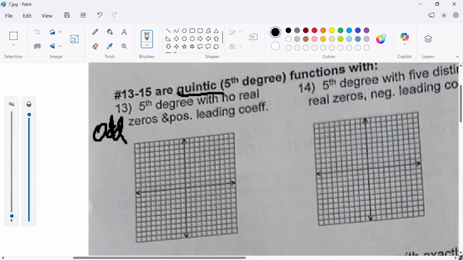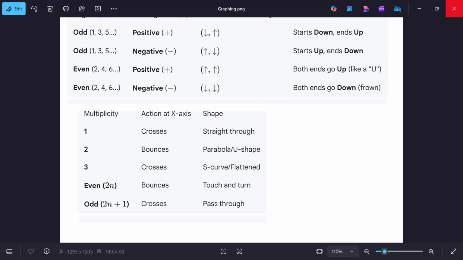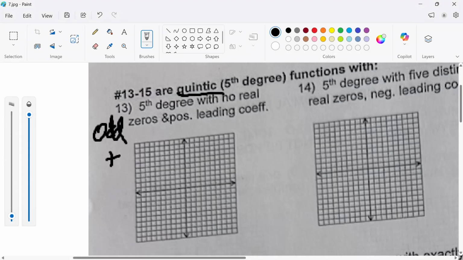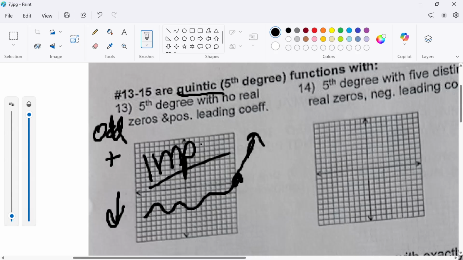These say quintic, so that's 5th degree. Odd, positive. So odd, positive has to go down and then up at the end. And it says with no real zeros and positive leading coefficient. Well, it has to cross the x-axis to go from down to up. But that would give it a real zero, so that one's impossible.